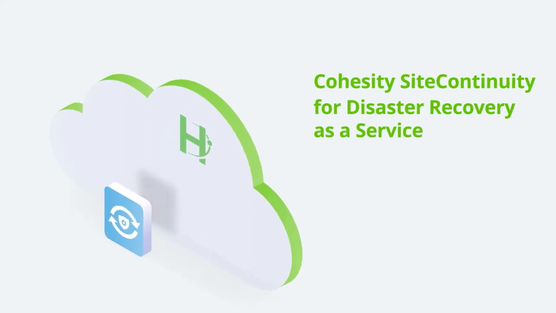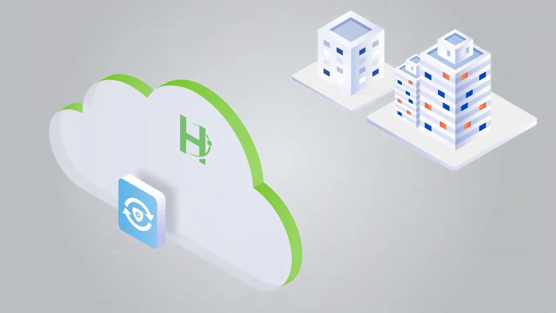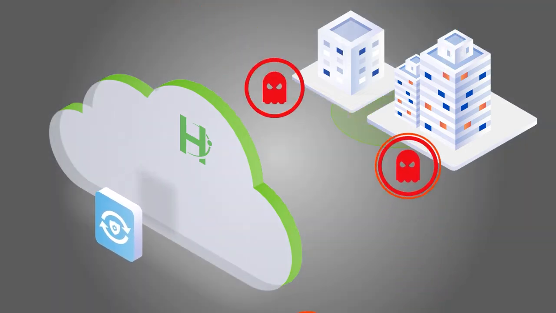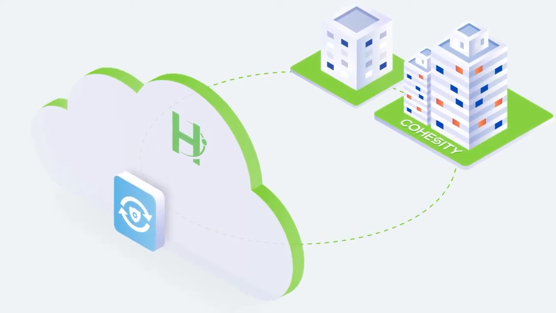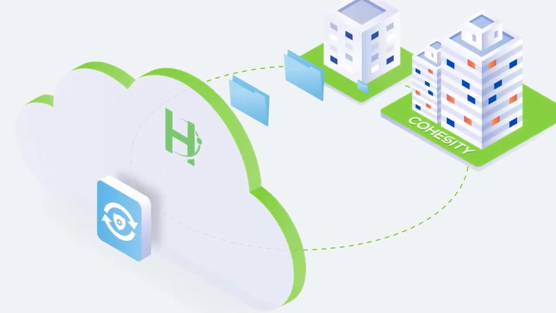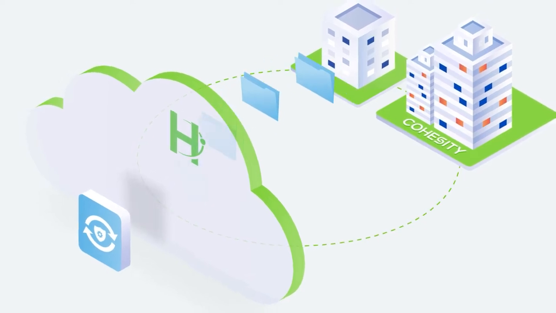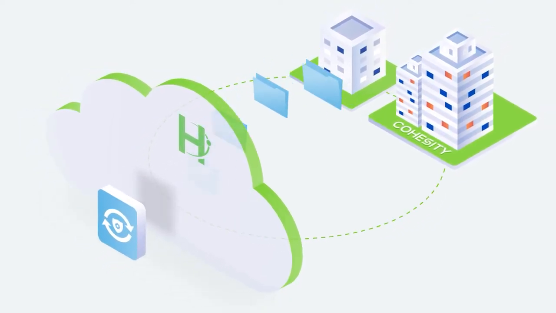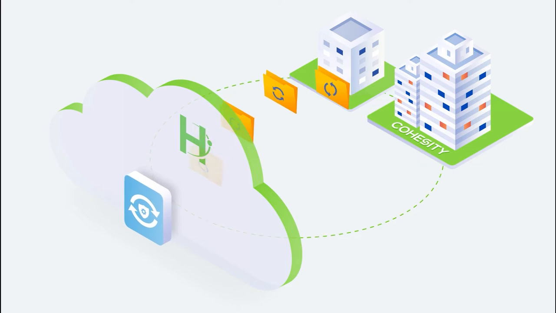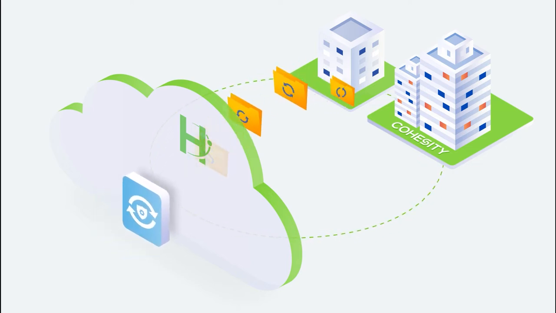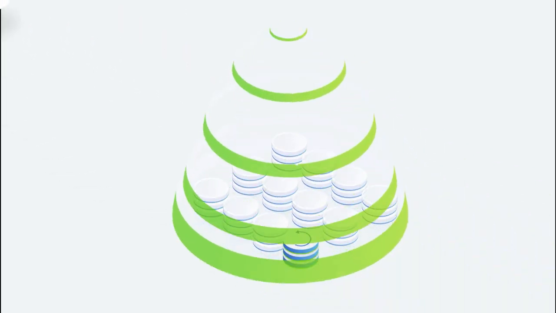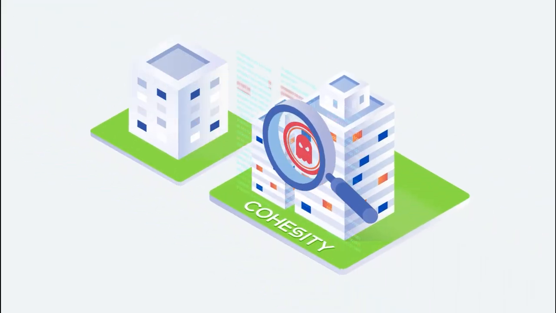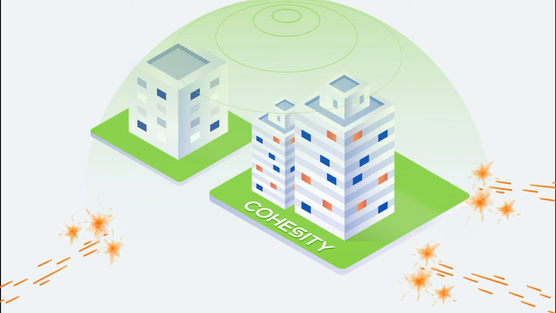With Cohesity SiteContinuity for Disaster Recovery as a Service, you can be prepared should a natural disaster or cyber attack occur. SiteContinuity eliminates siloed solutions by working with your existing on-premises Cohesity backup environment to replicate data and automatically converts the VM format to run on the AWS cloud. With built-in anomaly detection and snapshot immutability, we help detect ransomware and protect your data from tampering.